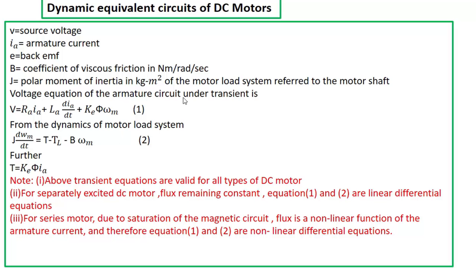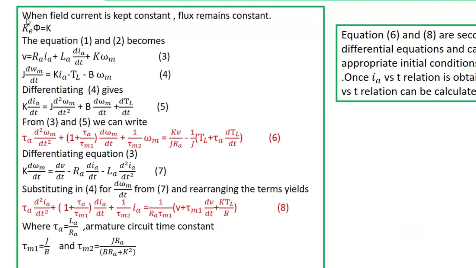It is easy to solve these linear equations compared to non-linear equations. In the case of a series motor it will be non-linear, because Ia is not directly proportional to phi because of saturation of the magnetic field. If you are operating within the linear region, then also it is linear. Flux is a non-linear function of the armature current, and therefore equations 1 and 2 are non-linear in the case of a DC series motor. Now in a separately excited motor, field current is constant, flux remains constant, so K phi we can consider as K. So very simple equations it will become.